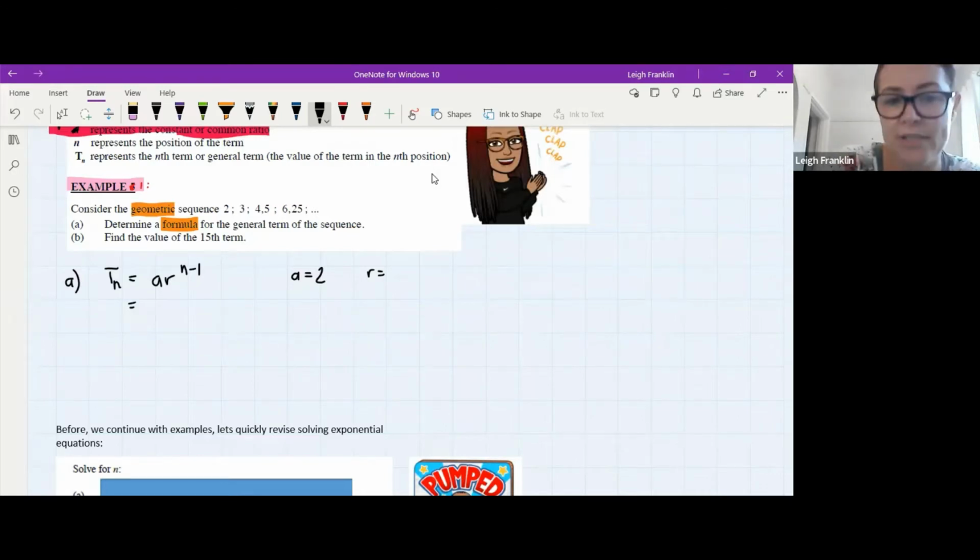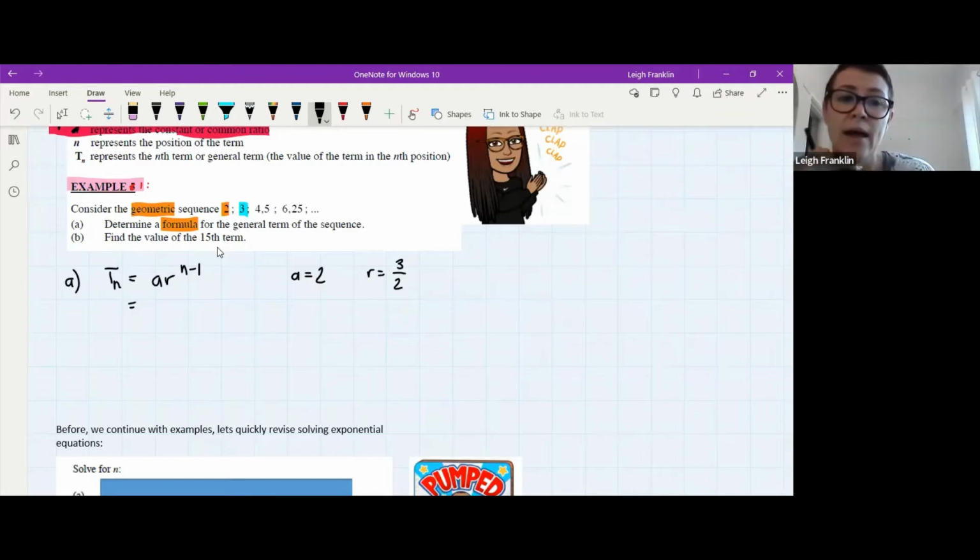So for any geometric sequence, we're always going to calculate R by taking the next term and dividing it by the previous term. In this case, you can see that the first term is 2, and the second term is 3. So that means that R is going to be 3 over 2. You would find exactly the same thing if you put into your calculator 4.5 divided by 3, you should get 3 over 2. And if you say 6.25 divided by 4.5, you should get 3 over 2.